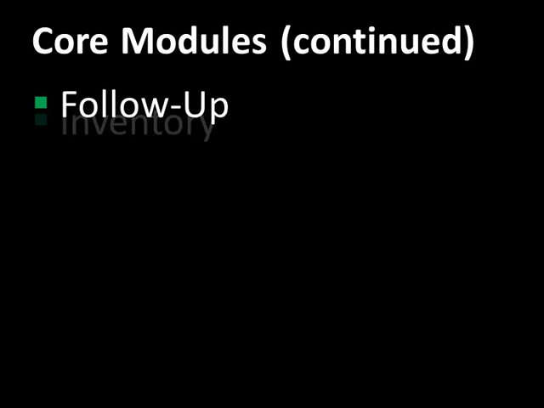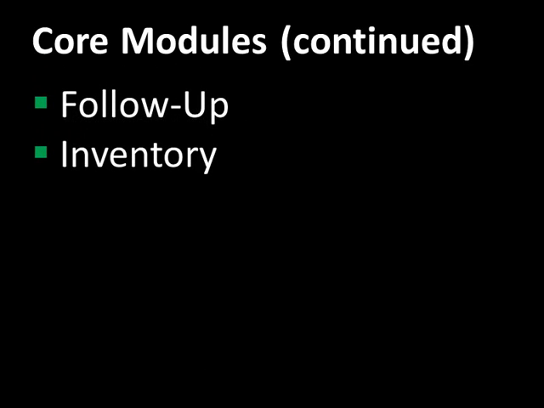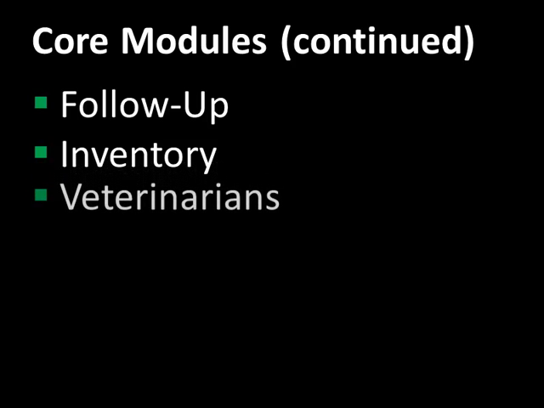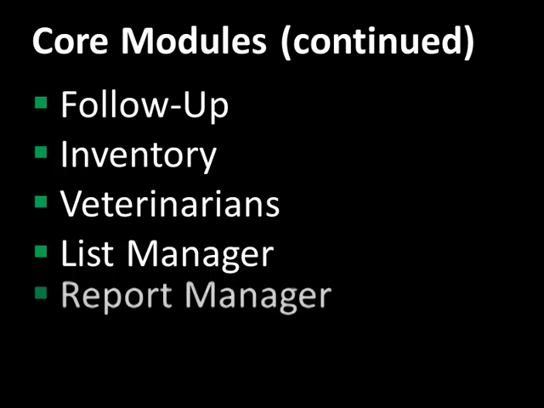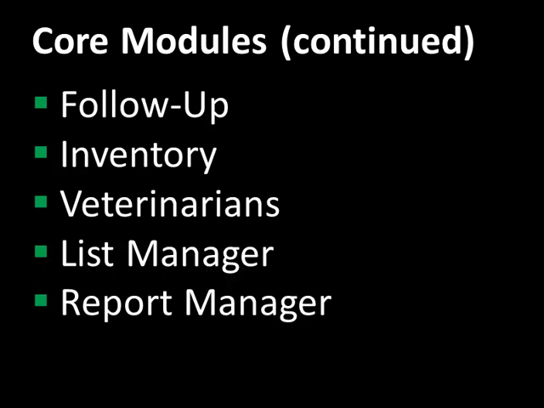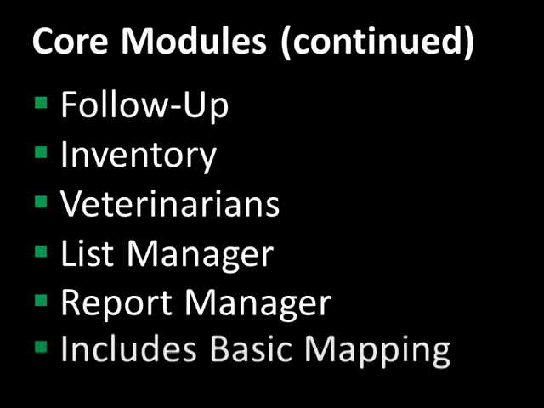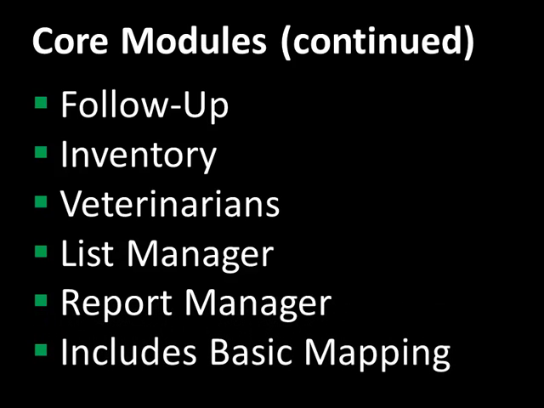The core modules continue with the follow-up system. Inventory. This is regular inventory like leashes and paper towels, not animal inventory. And it's a transaction-based system. Veterinarians. The list manager where you can customize your system. The report manager. The core system alone comes with over 200 basic reports. It also includes basic mapping, which answers questions like where is that and how do I get there.